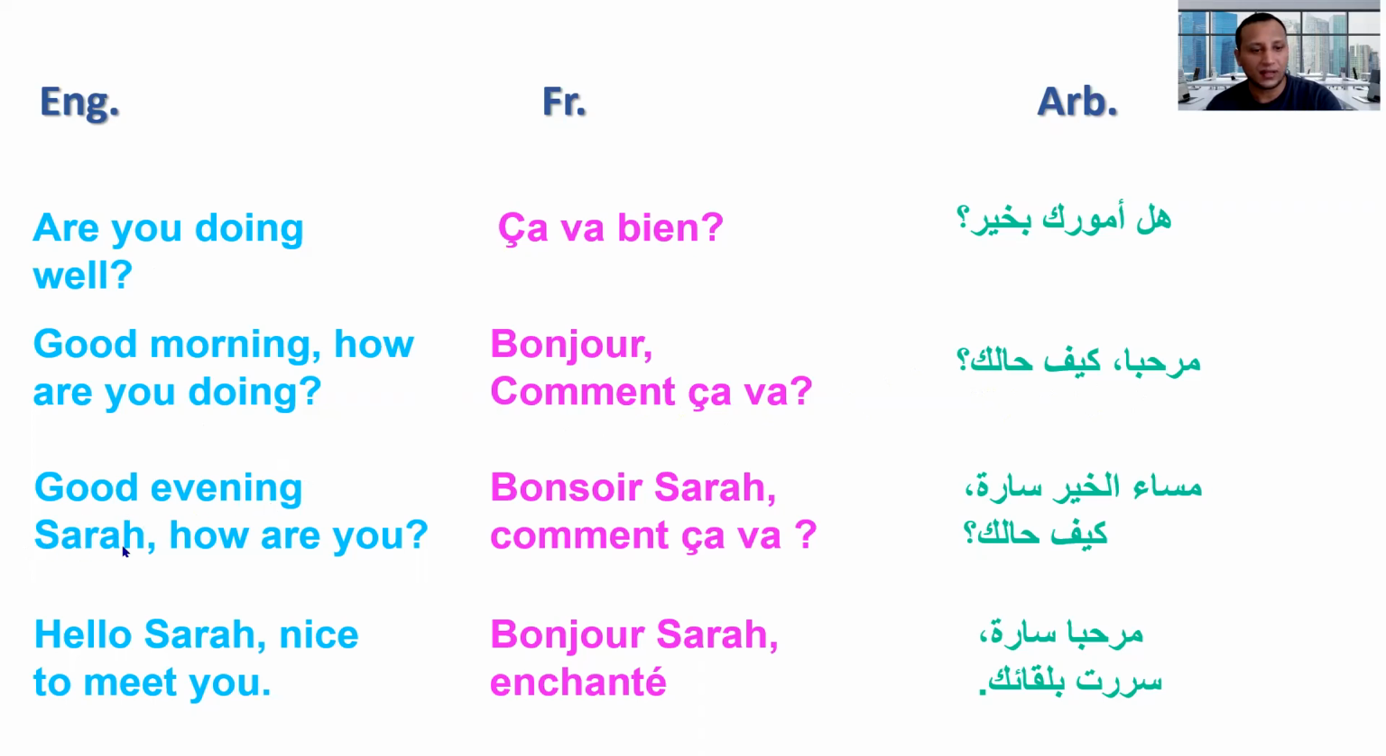Good evening. Sarah, how are you? Bonsoir Sarah. Comment ça va? مساء الخير سارة. كيف حالك? Hello Sarah. Nice to meet you. Bonjour Sarah. Enchanté. مرحبا سارة. سررت بلقائك. Guys, like in English, when we want to make a question sentence, we just reverse between the subject and verb. Okay, you are you, how are you? We're gonna study this after these examples. Okay, next examples.